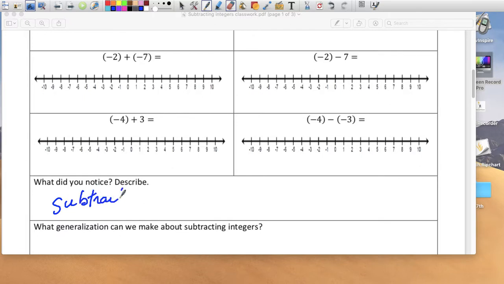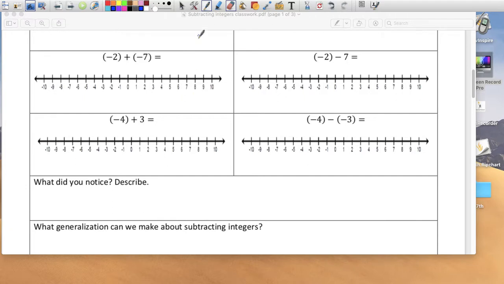Subtracting. Well, actually, that's probably the next one. So here, I noticed that the left column and the right column gave me the right answer. Okay, there were different operations, but they still gave me the same answers.